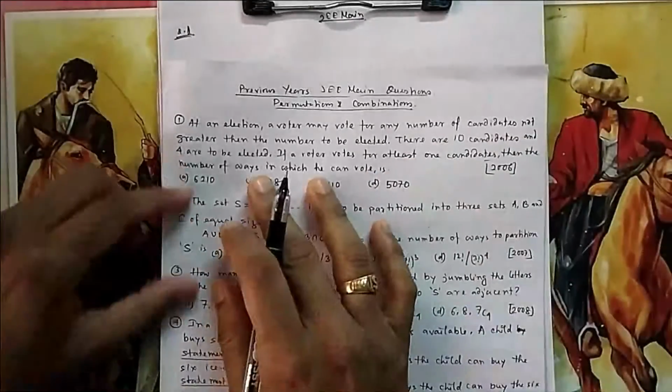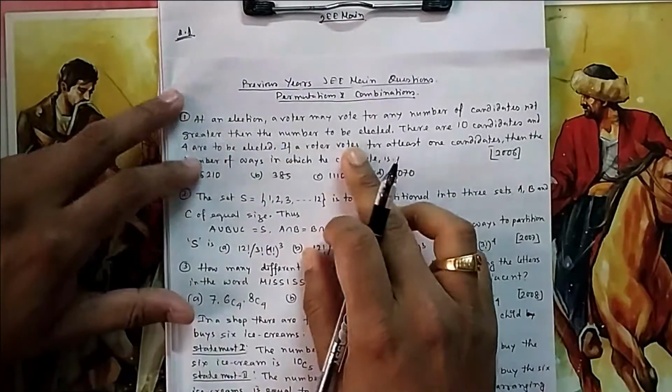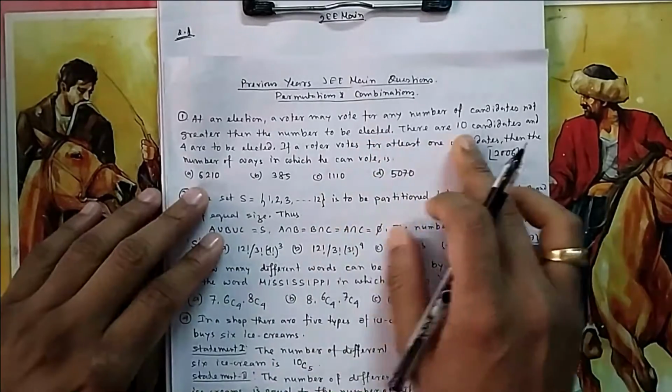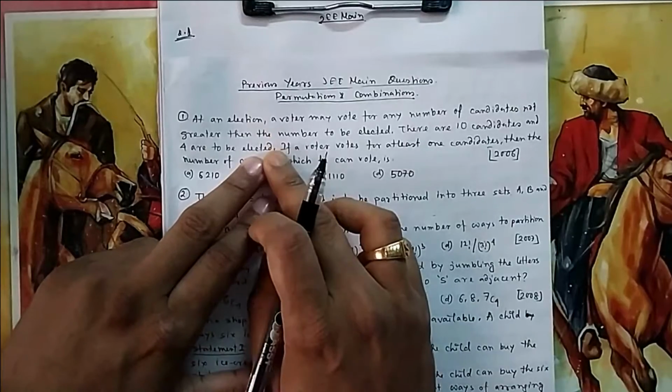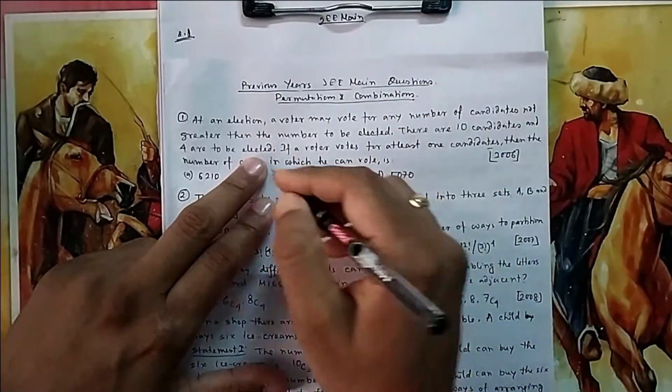Okay, in question number 1 it is asked, in an election a voter may vote for any number of candidates not greater than the number to be elected. So you have to see how many are to be elected, a voter can vote up to that many. There are 10 candidates and 4 to be elected, so a voter can vote up to 4 votes, 1 2 3 4, because 4 can be elected.